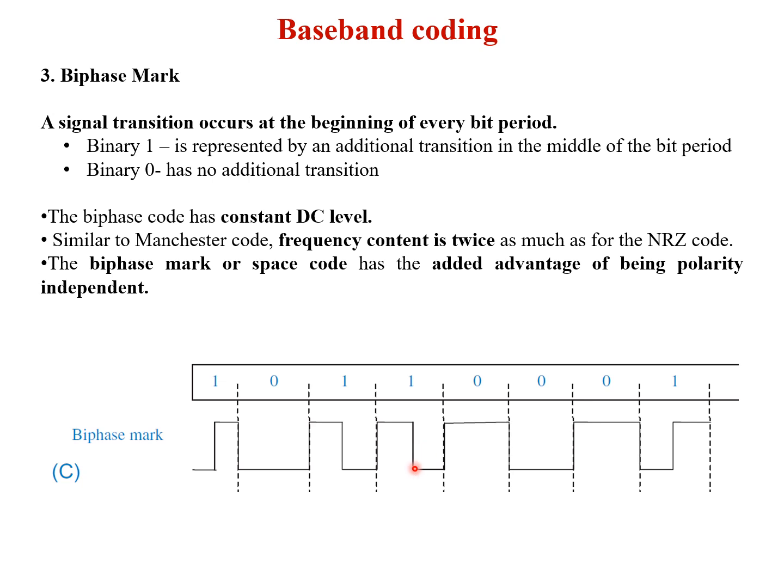Again, an additional transition in the middle for binary 1. So there is a transition in the beginning, then no transition in the middle since it is 0. Then 0 again, transition in the beginning, no transition in the middle. Then 0, transition in the beginning, no transition in the middle. 1, transition in the beginning, then a transition in the middle. So like this the data is represented in biphase mark.